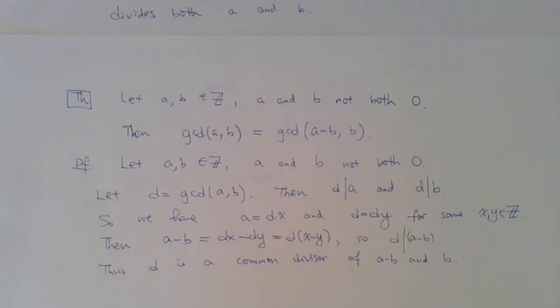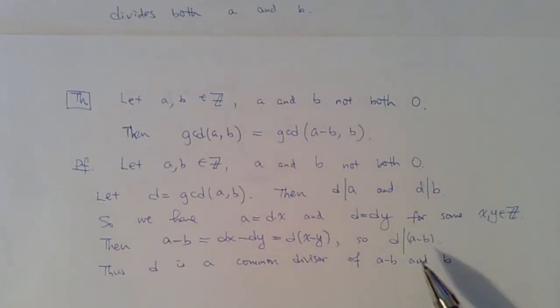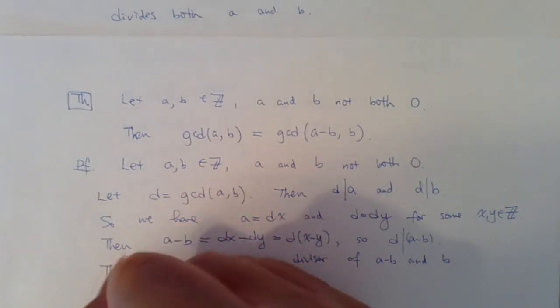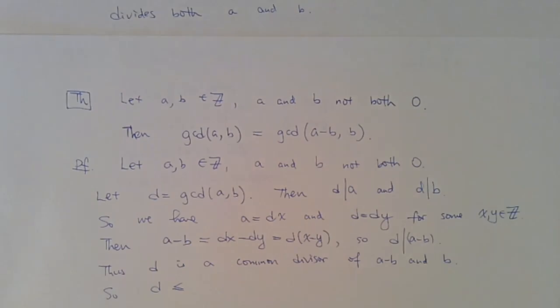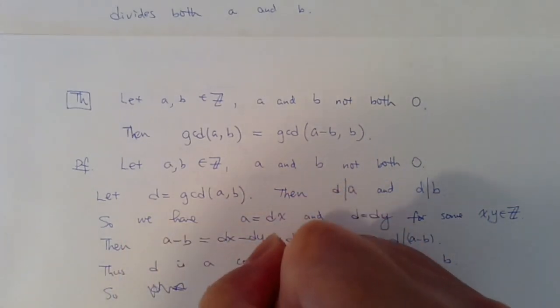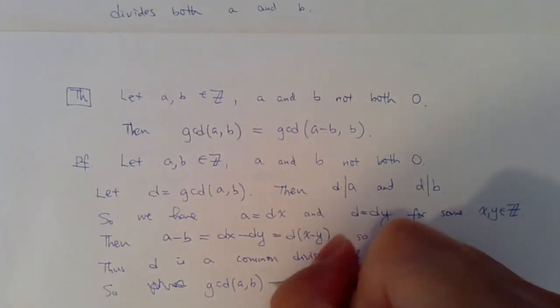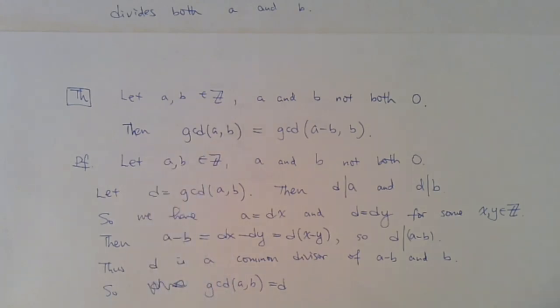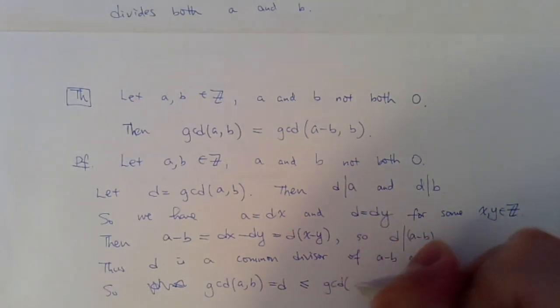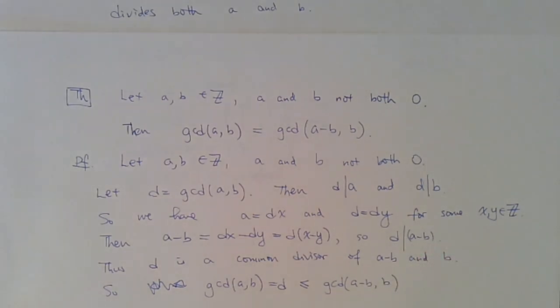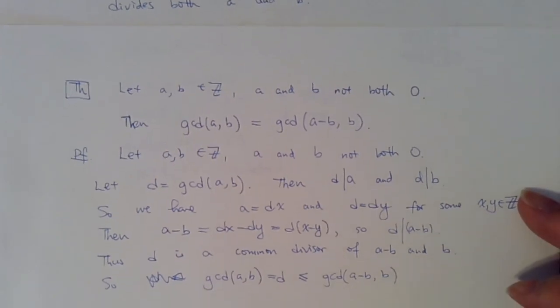If it is a common divisor of A minus B and B, then it must be less than or equal to the greatest of the common divisors. So D is at most, well, I should say what D is right now because I'm about to be done. Let me remind you that D was defined to be this left-hand side. But we just figured out that that's a common divisor of A minus B and B, so it's at most the greatest common divisor of A minus B and B. So that gives us one direction of the proof that shows that the left-hand side is at most the right-hand side.